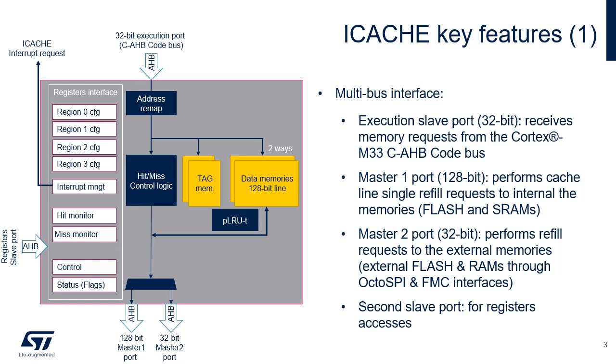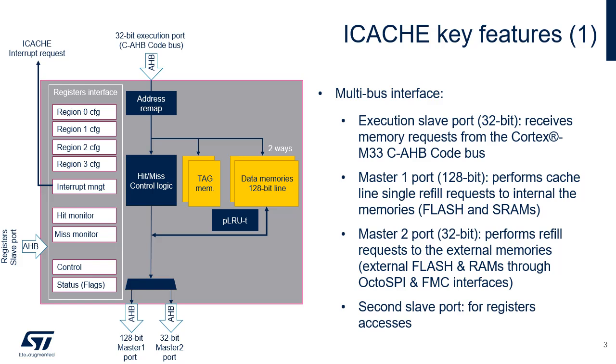The 128-bit master 1 port performs cache line refills from the internal memories, flash and SRAMs. The 32-bit master 2 port performs cache line refills from the external memories, external flash and RAMs accessed through the octo-SPI and FMC interfaces. The second slave port is used for registers accesses.